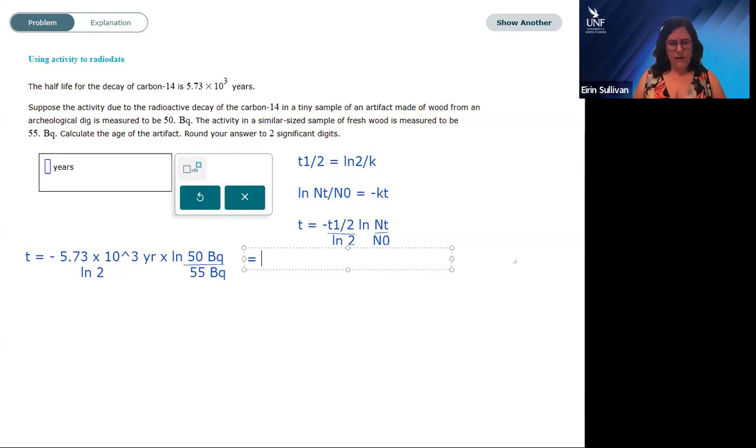And that comes out to be 780 something years, 788, and so on. So I'm just going to take it to two significant digits, which would be 7.9 times 10 to the power of 2. And those units would be years.